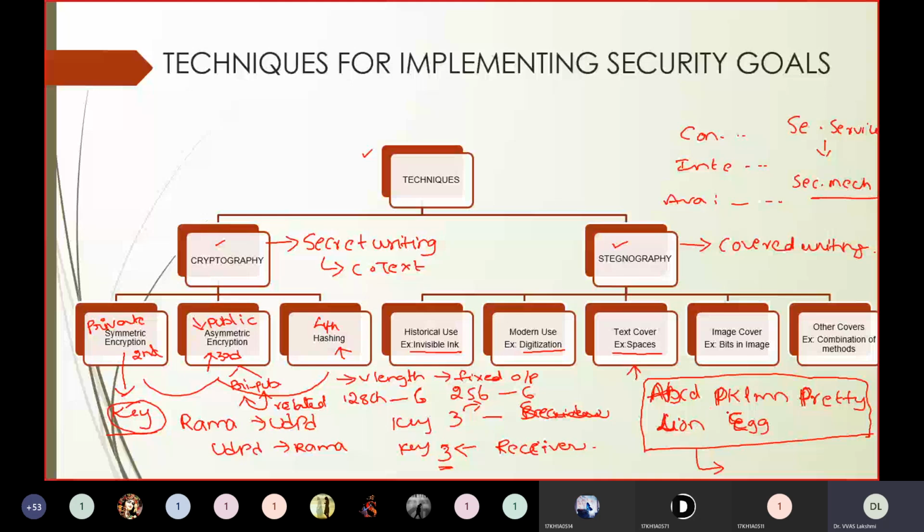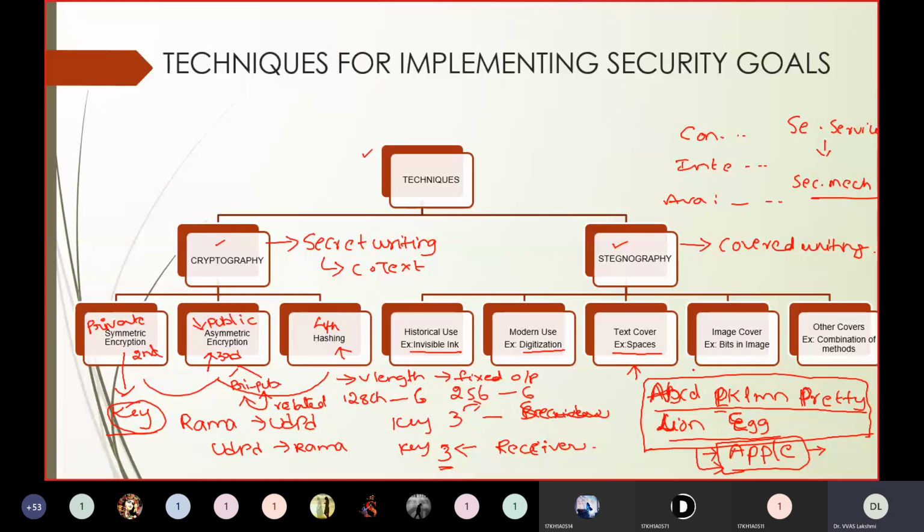First one is A. The second is P. The third one is also P. Fourth one is L. Fifth one is E. So the sender wants to send the word apple to the receiver, but instead of sending apple directly, he may send this sentence: ABCD PKLMN pretty line egg. So this is some information, and the original information is inserted at some places. This is the technique behind the text cover.